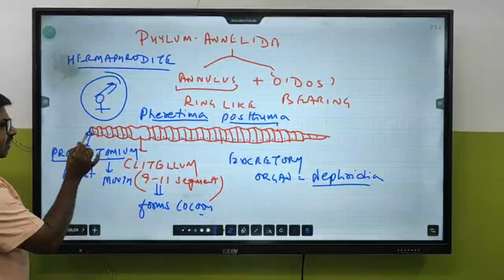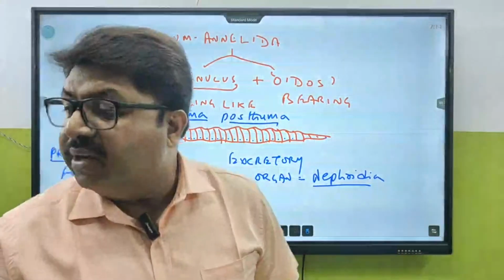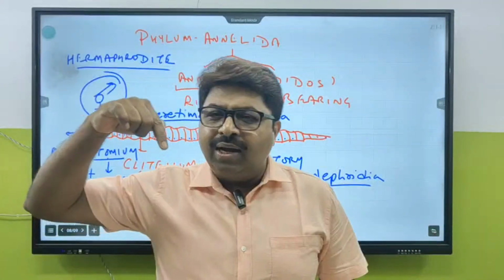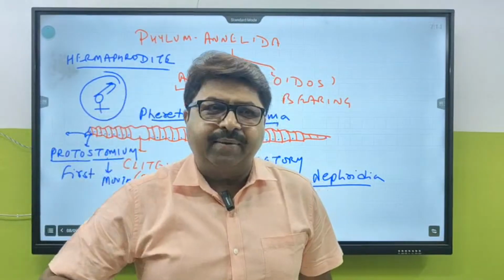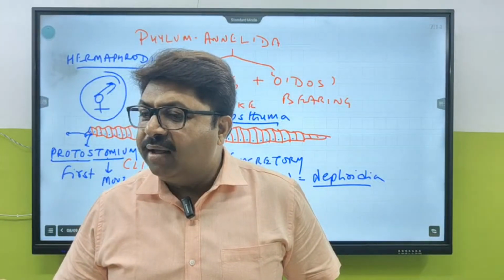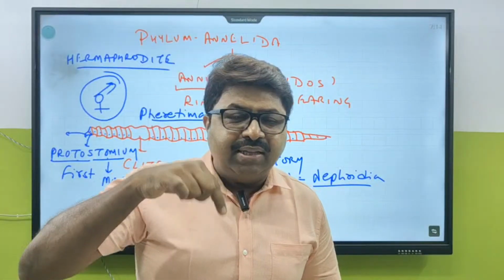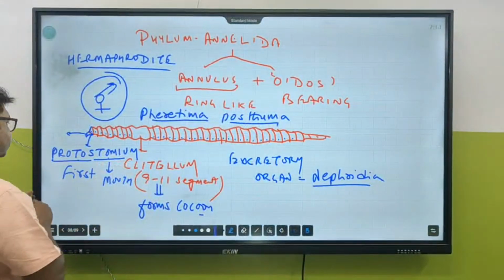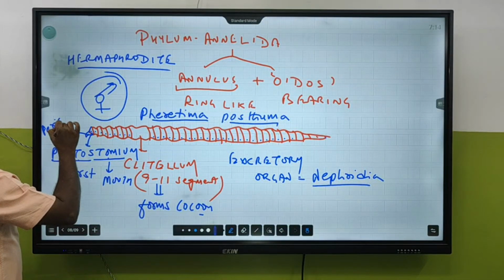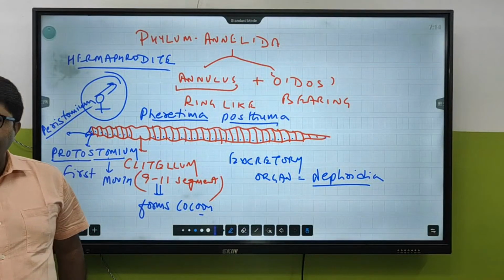And the first segment has a wedge-like structure by which they can dig inside the soil. They can dig inside the soil, and they make the soil aerated. And what is the structure by which they dig the soil? Peristomium. This wedge-like structure is called peristomium. Is this clear?